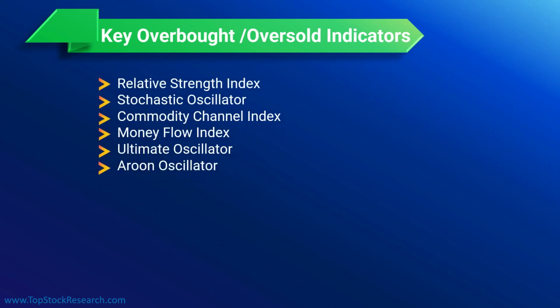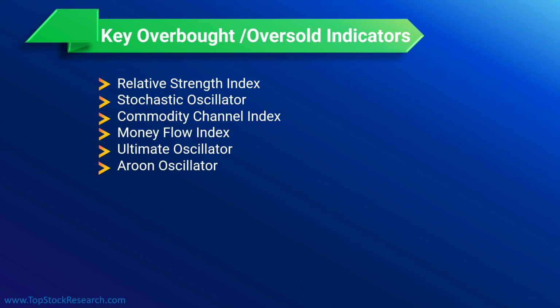The key overbought and oversold indicators used by most technical analysts are relative strength index, stochastic indicators, commodity channel, money flow, ultimate oscillator, and Aroon oscillator. In TopStockResearch, we have all these indicators with detailed screening, as well as detailed information about the stock.